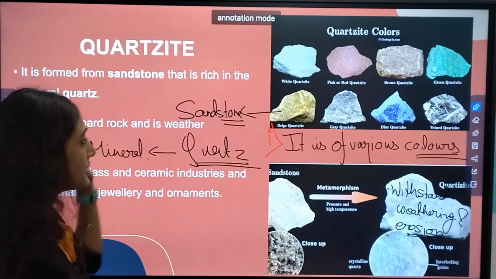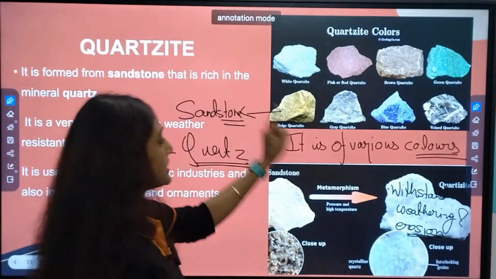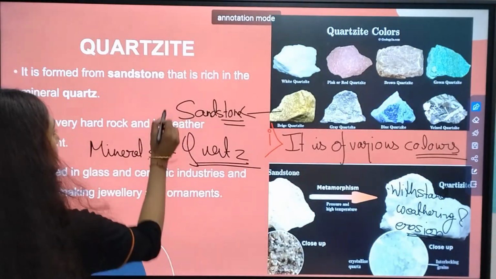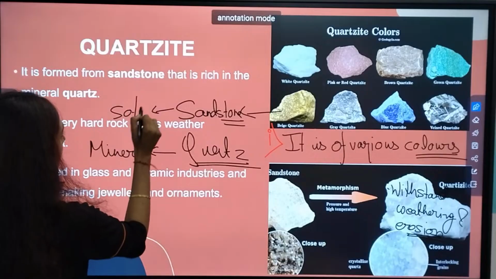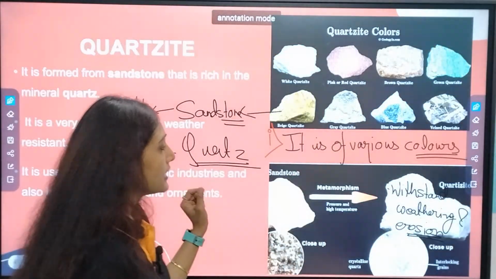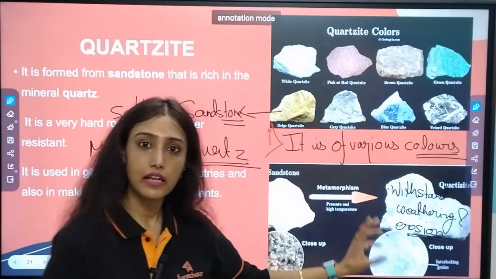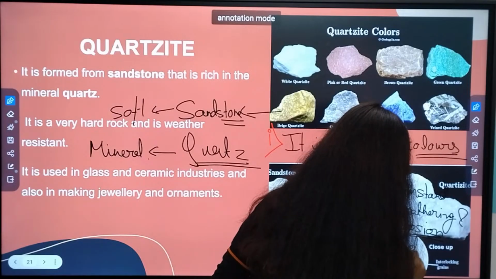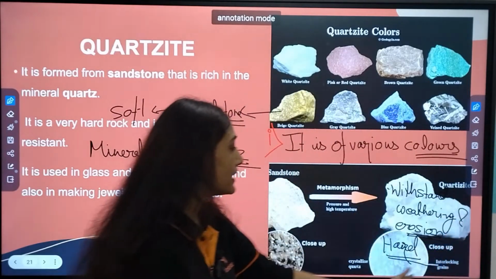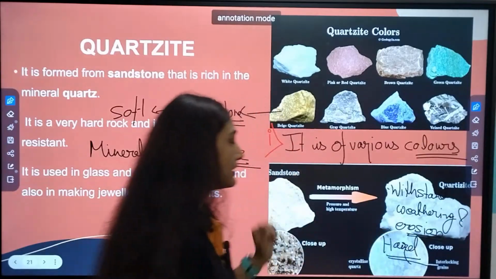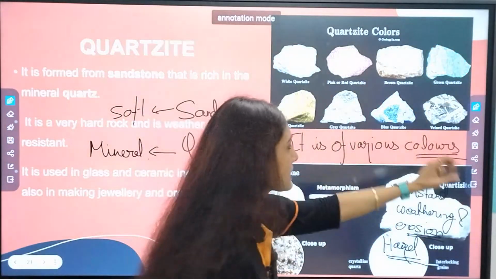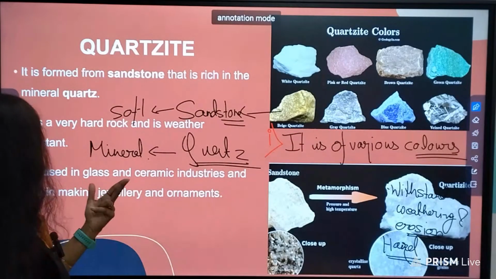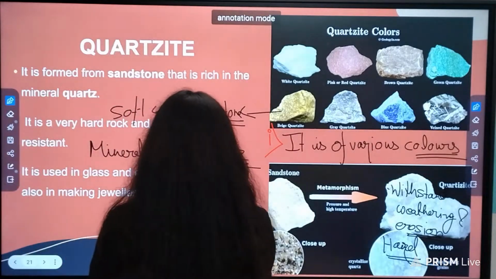So what are the different types I have just told you? It is made up of sedimentary rock. Which sedimentary rock? Sandstone, which is very soft. Right? After going through metamorphosis, it turns very hard in nature. That is why it can withstand weathering and erosion. Third, it is of various colors. Which mineral is present here? The mineral quartz is present over here.